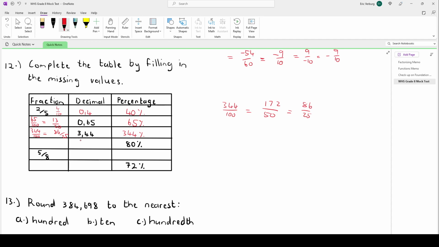Remember to always simplify our fractions. Okay, 80%, take that to a decimal, we divide it by 100.